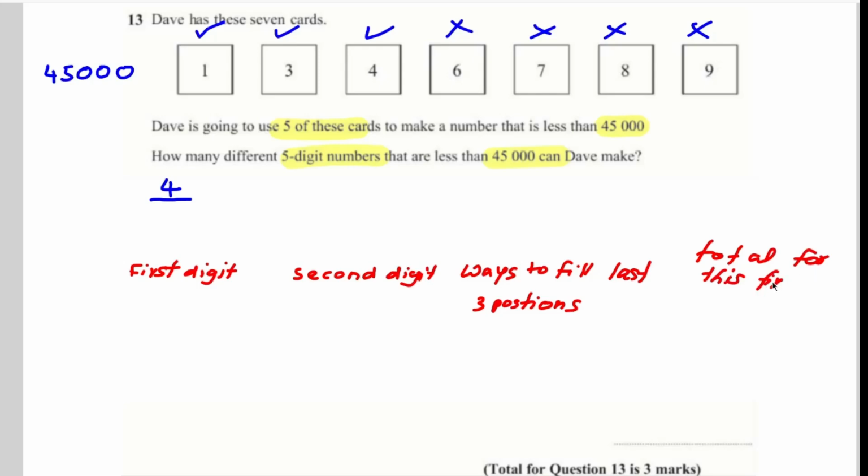Total for this first digit. Right. Now let's label the number in this way: one, two, three, four, five. Let's start off with 1 because this is the smallest possible one and maximum possibilities are with 1.